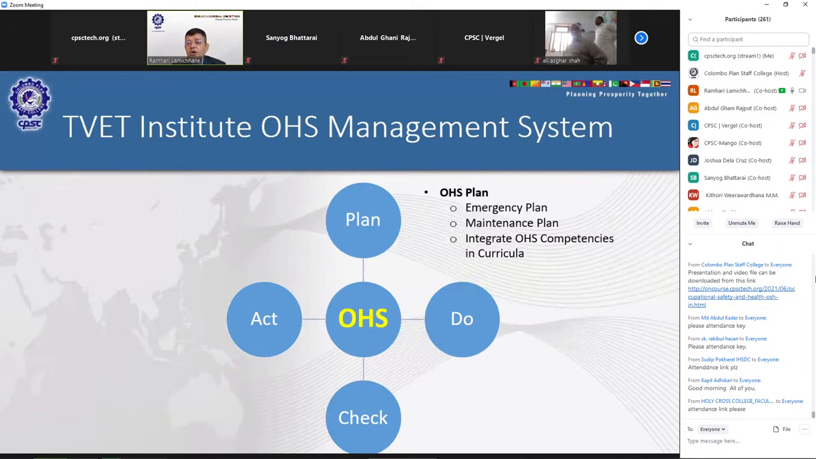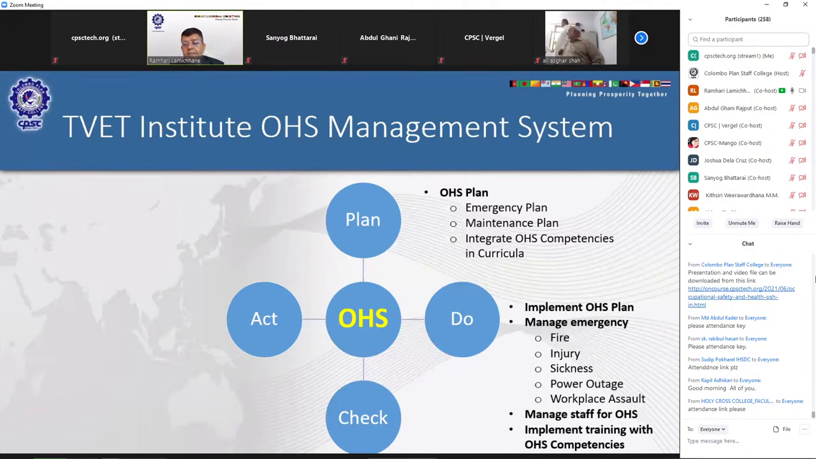And integrate occupational health and safety competencies in curricula. Another thing in our plan: we have to integrate occupational health and safety competencies in our TVET curricula, and we have to update them. Maybe we updated the occupational health and safety related competencies in 2000. Today is 2021. That's why many professional competencies related to OHS might have changed, so we have to update that curricula. So these are related to the plan.